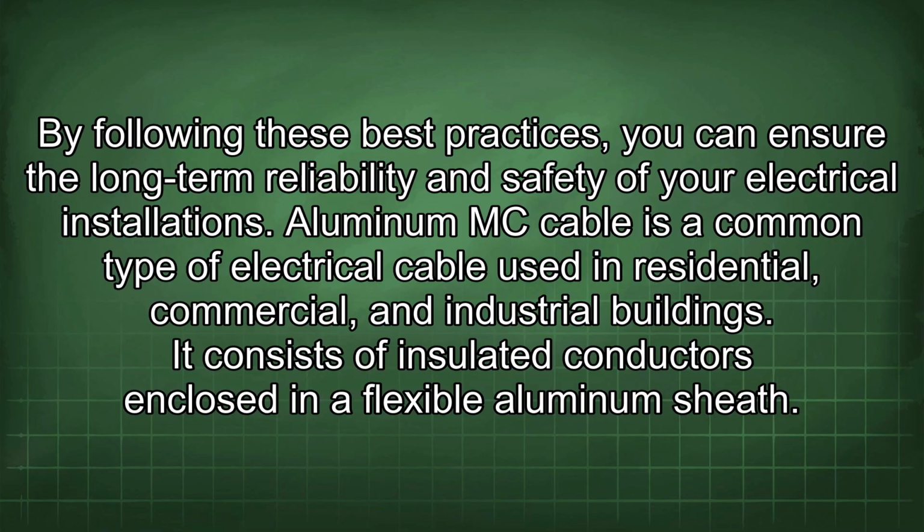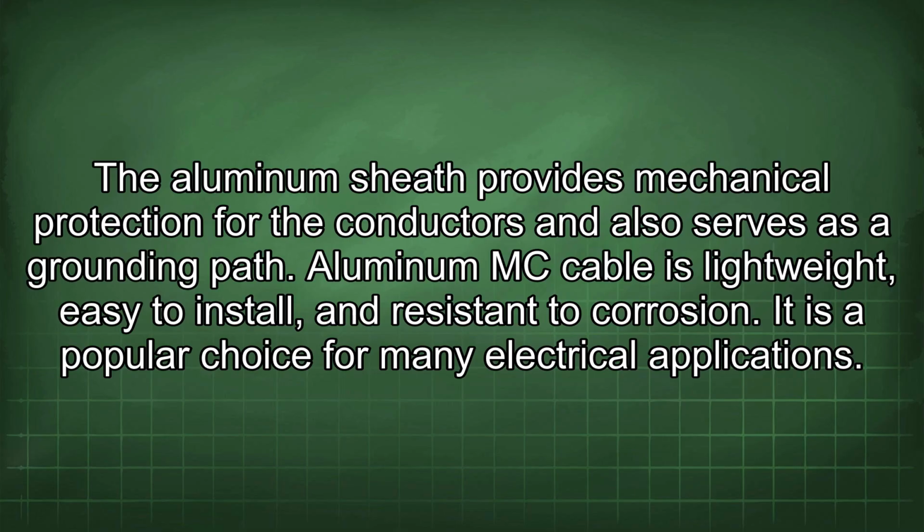Aluminum MC cable is a common type of electrical cable used in residential, commercial, and industrial buildings. It consists of insulated conductors enclosed in a flexible aluminum sheath. The aluminum sheath provides mechanical protection for the conductors and also serves as a grounding path. Aluminum MC cable is lightweight, easy to install, and resistant to corrosion. It is a popular choice for many electrical applications.